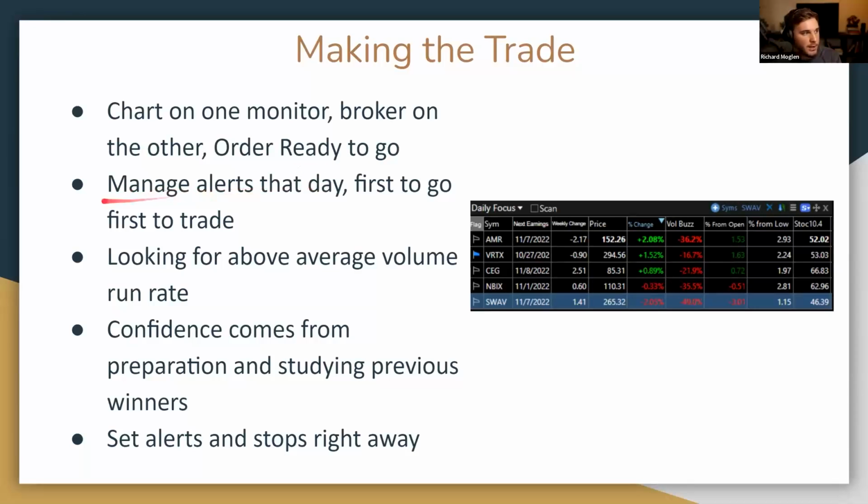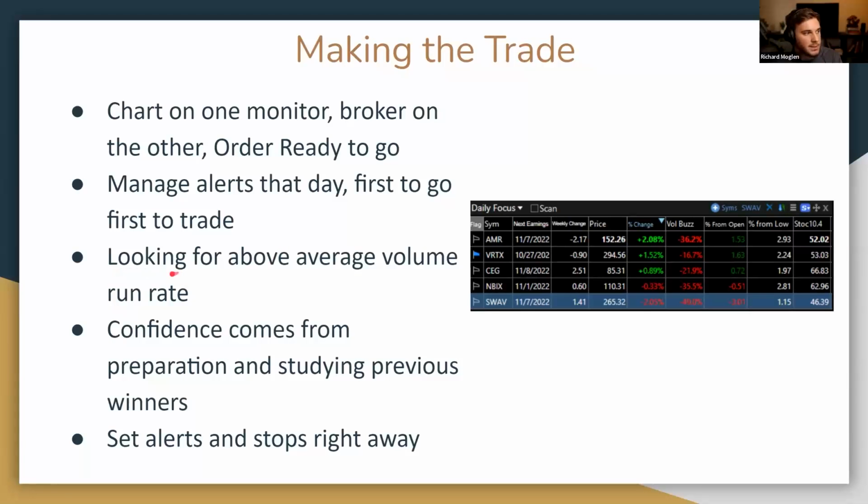Then, while you're making the trade, you want to manage the alerts that pop up. The first stock to go is the first that I trade. So if you've got two stocks that are set up properly, one's pushing through the pivot, one hasn't gone yet, I'm always just going to take the first one that triggers my buy point. I may buy the other one if it does eventually push through, but it's always first come, first served.